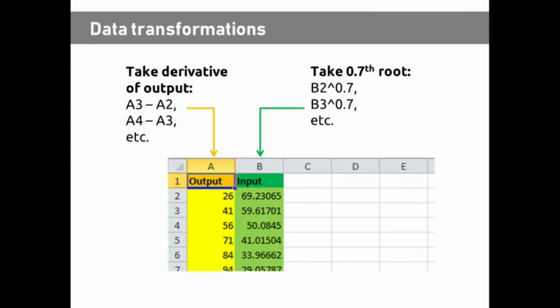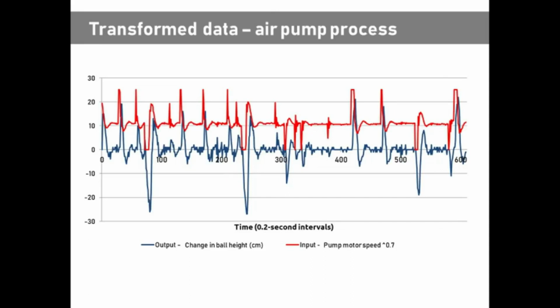Because our system is nonlinear, we applied a 0.7th root power to the input and took the derivative of the output. We cover the reasons for this in more detail in our user training videos for Conjecture. But for now, this gives us input and output data that correlate better for modeling.